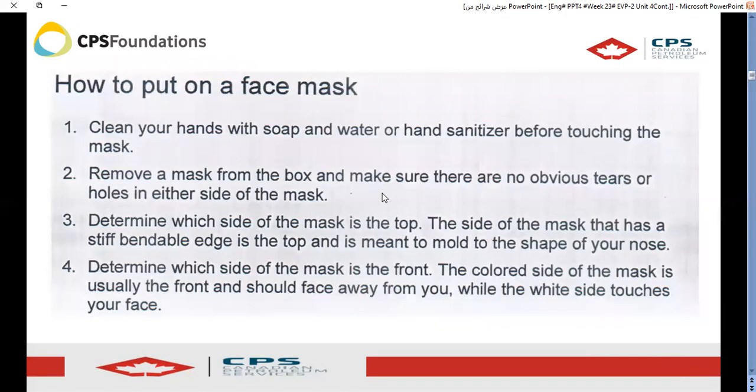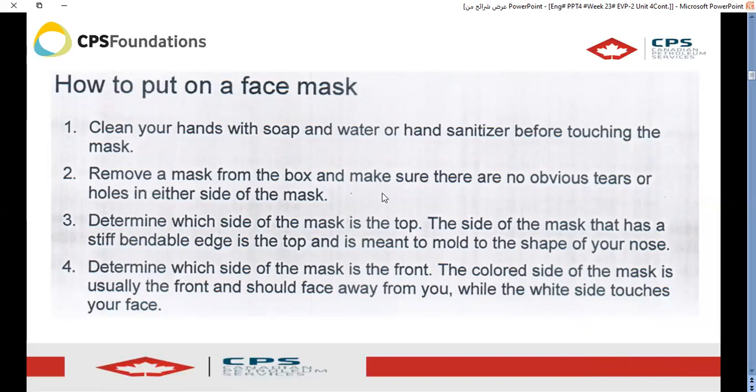You have to determine which side of the mask is the top. The side of the mask that has a stiff, bendable edge is the top and is meant to mold to the shape of your nose. Determine which side of the mask is the front. The colored side of the mask is usually the front and should face away from you, while the white side touches your face. So you have to take care to wash your hands before you touch the mask before putting it on.